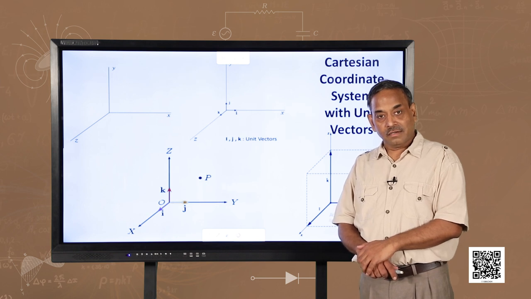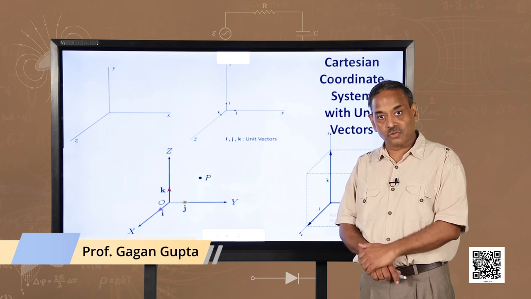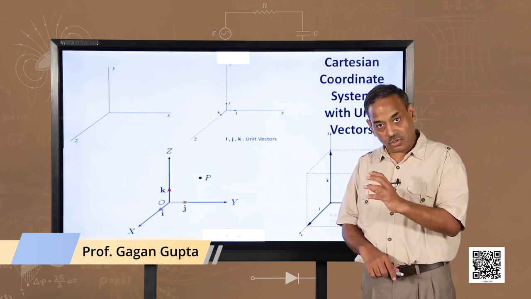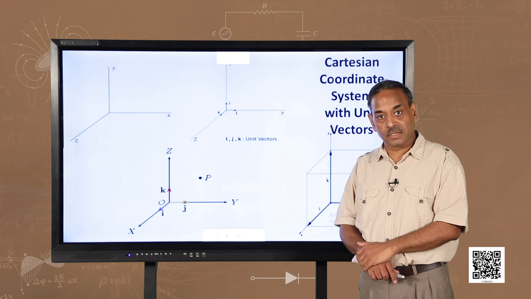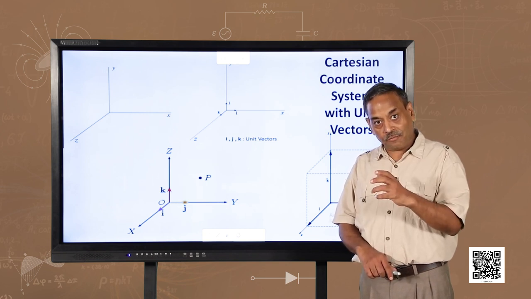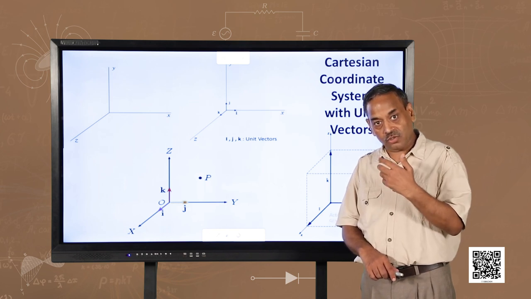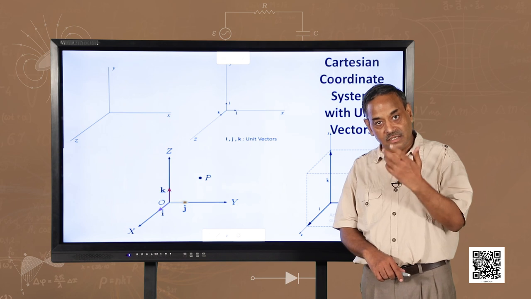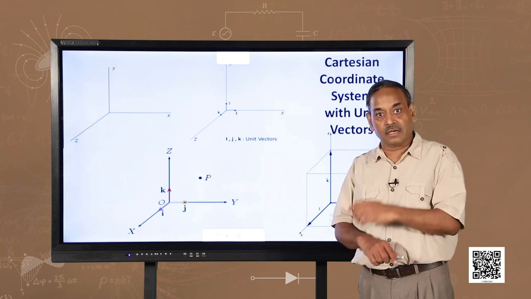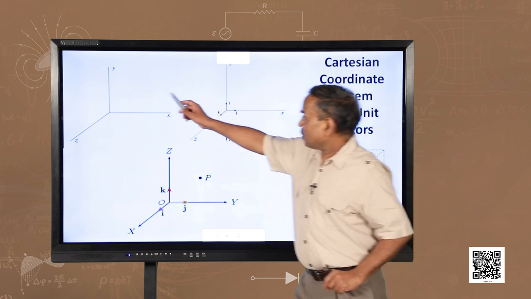Hi friends, welcome back. In the last episode, we were trying to understand the resolution of vectors and we had resolved the vectors along two arbitrary directions, say A and B. And then I mentioned that in the next episode, we will be discussing the resolution of vectors along the three standard lines in the rectangular Cartesian coordinate system, in which we have three coordinate axes.